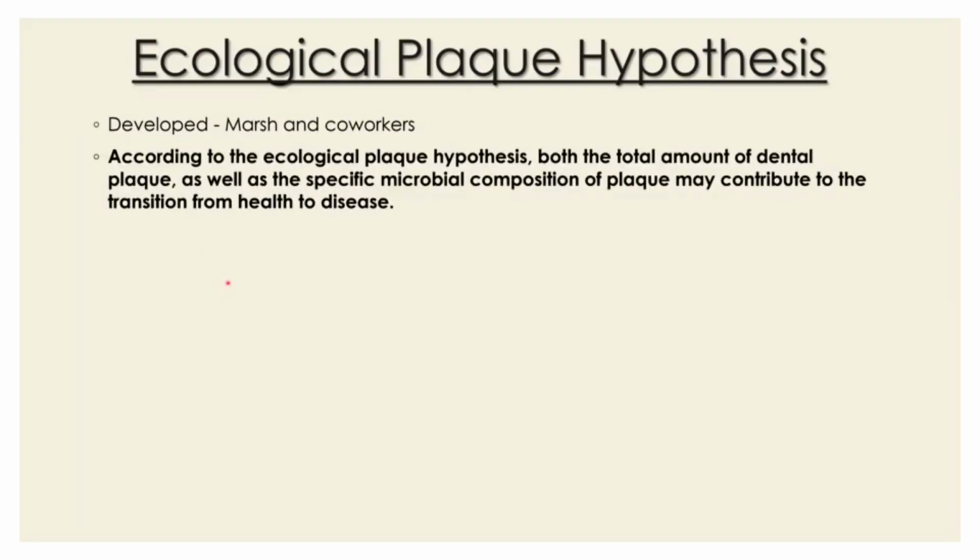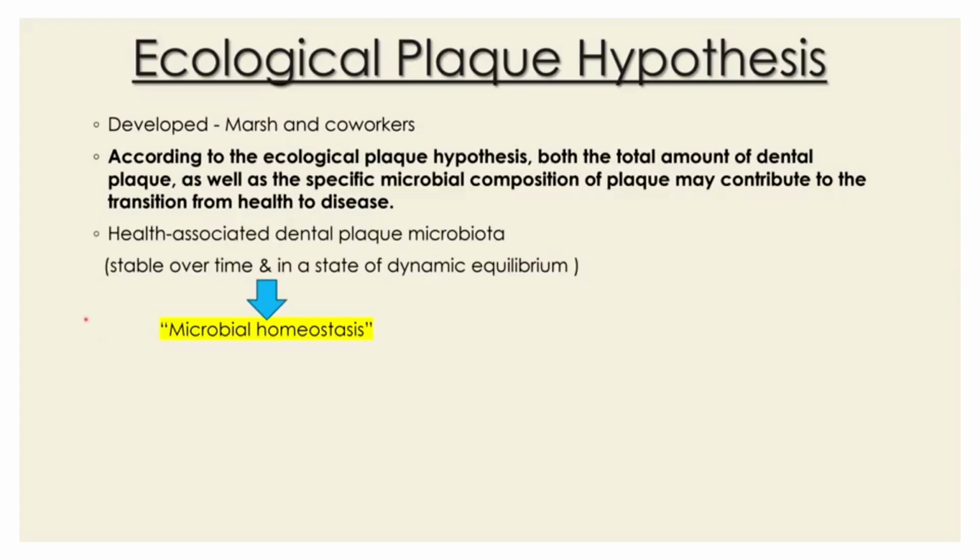According to the ecological plaque hypothesis, both the total amount of dental plaque as well as the specific microbial composition of plaque may contribute to the transition from health to disease. Periodontitis is caused by overgrowth of specific microorganisms of dental plaque when the local microenvironment changes, but it is not necessarily the same bacteria in each case.